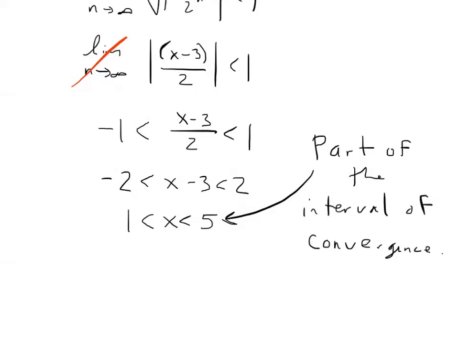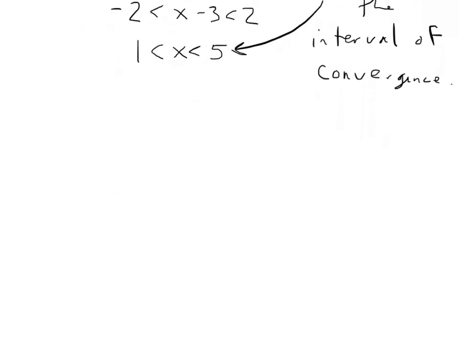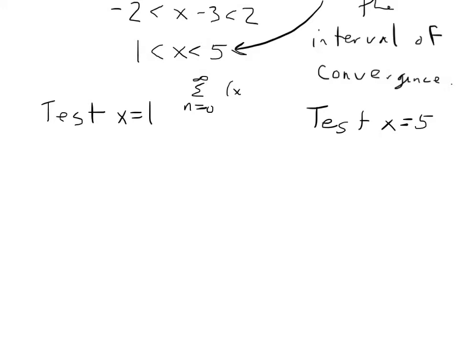So what you have to do at the end of every interval of convergence problem is take these values, plug them back into the original series, and perform a different test. All right, so I'm going to go through that right now. So with this one, I have part of the interval of convergence. Now I need to test x equals 1, and I need to test x equals 5. My original series was the sum on n equals 0 to infinity of (x minus 3) to the n over 2 to the n. So if I plug in 1, that's going to give me negative 2 to the n over 2 to the n.